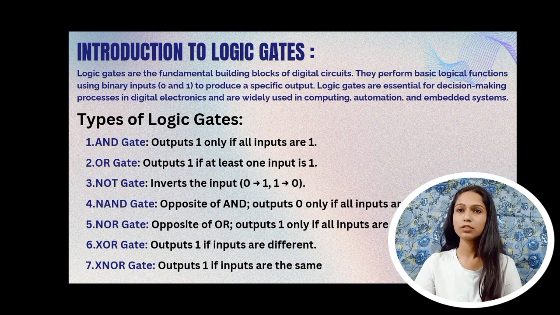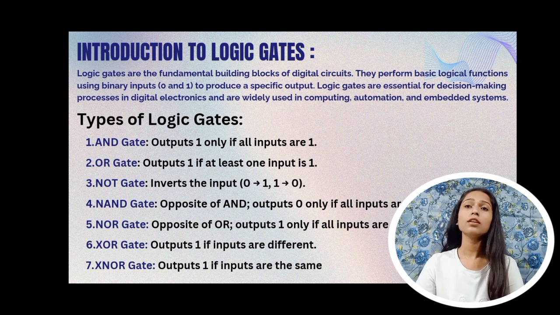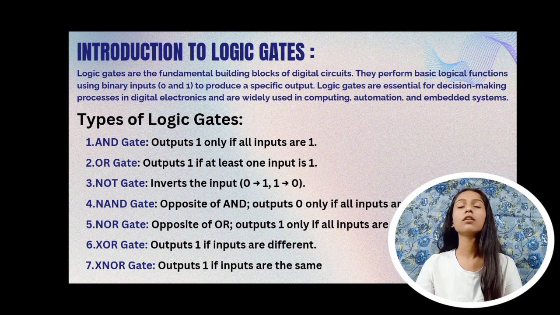Then we have the XOR gate. Its output is 1 when the inputs are different. When the inputs are similar, the output of the XOR gate will be 0. Then we have the XNOR gate, the opposite of the XOR gate. The output of an XNOR gate will be 1 when the inputs are similar.